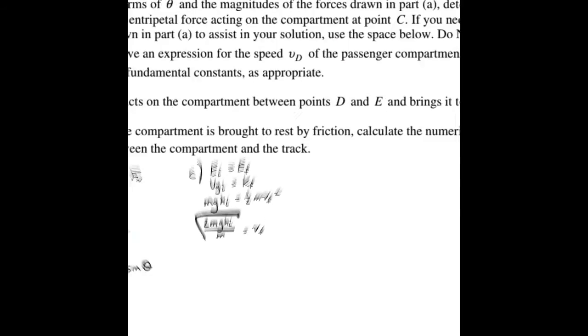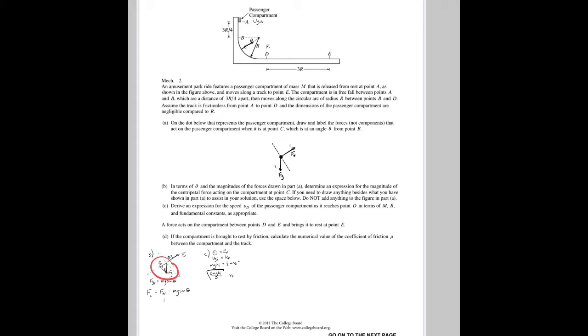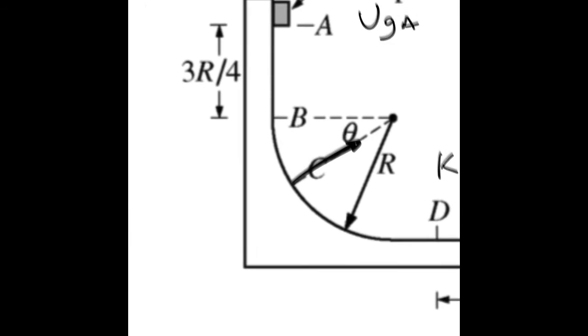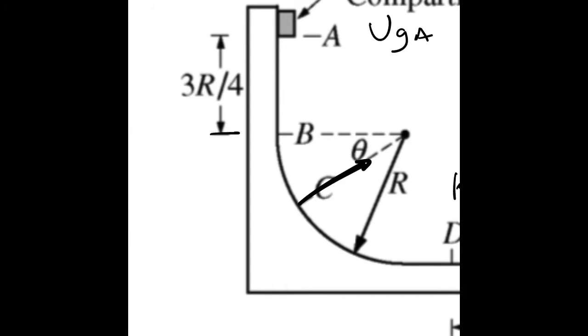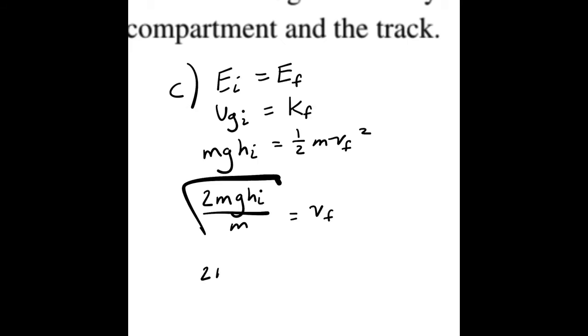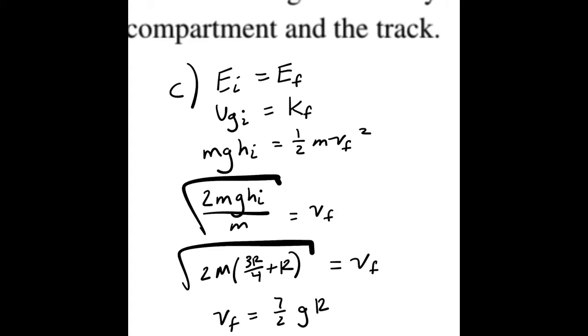So if we plug some things in here, our height, this is what is going to be tough here, the height of this thing. I know that this right here is 3r over 4, so I need to figure out what this height right here is. I know that this right here is r, all right, m times 3r over 4 plus r, square root, is equal to r, because that m went away there. All right, 7/2 times gr is equal to v final.